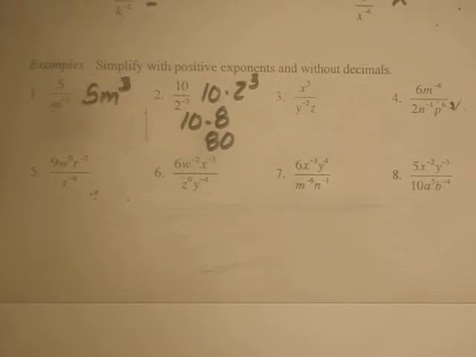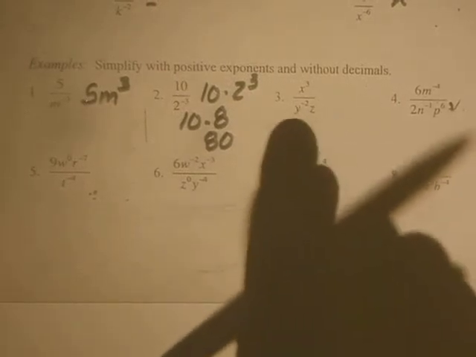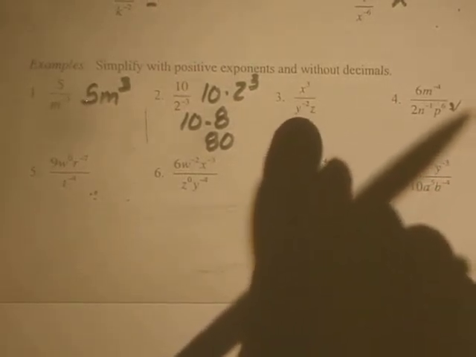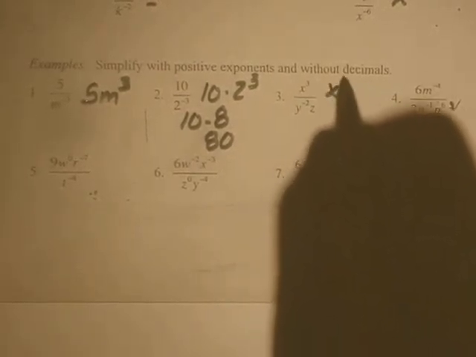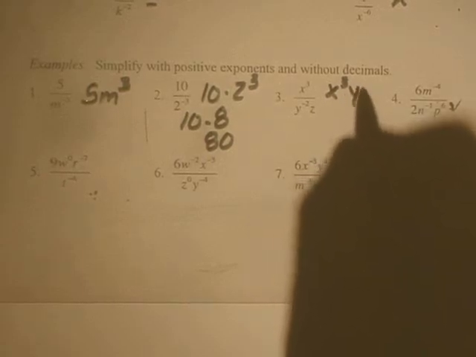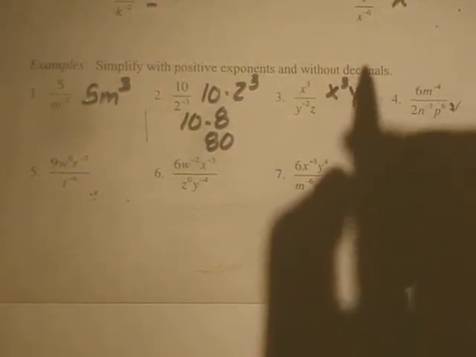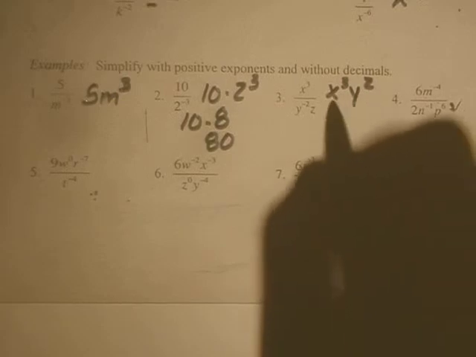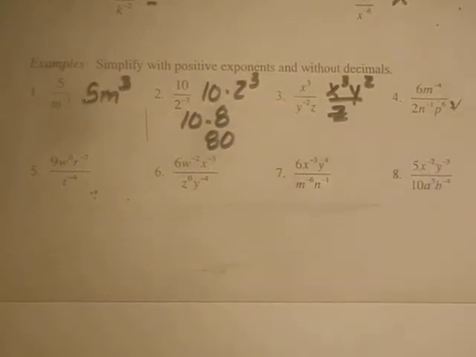Number 3, we have x to the 3rd over y to the negative 2nd, z. This negative exponent starts out in the bottom. That means it is going to move to the top. So we will have x to the 3rd, y to the 2nd over z.